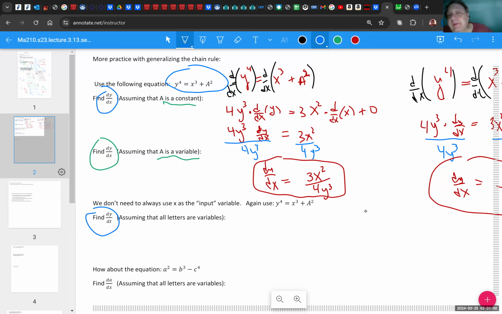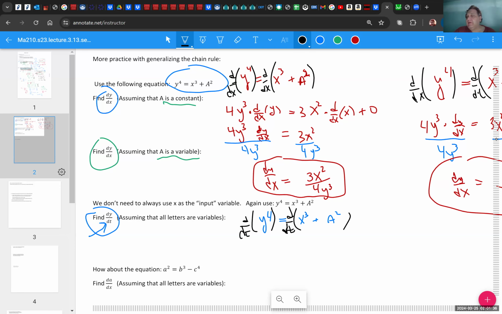And again, we're going to assume that all the letters are variables. So we're going to start with some equation with y in it, which is exactly this equation right here, y to the fourth equals x cubed plus a squared. Because we're looking for dy dt, we want a t on the bottom, then we're going to differentiate this thing with respect to t. That will give us a dy dt. And then we're just going to apply the chain rule every single time, just as we've done in the past, and then solve for what we're looking for, which is dy dt.